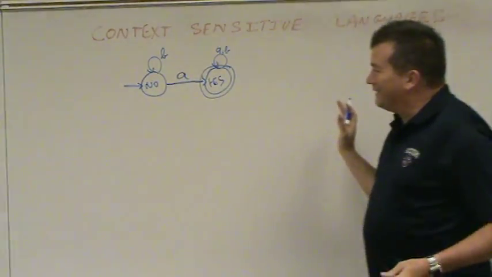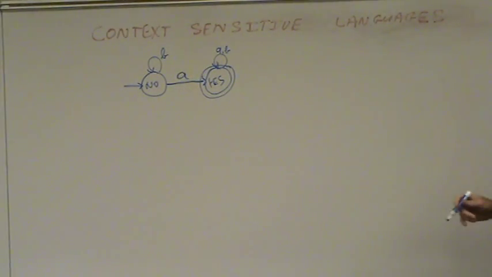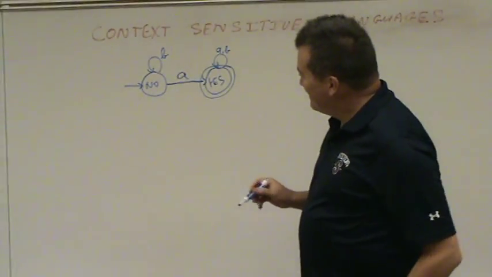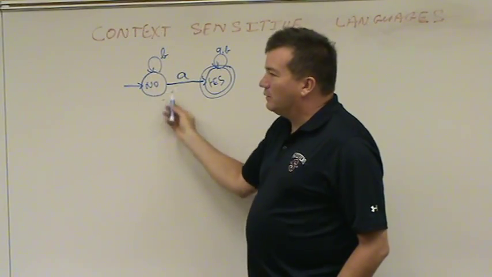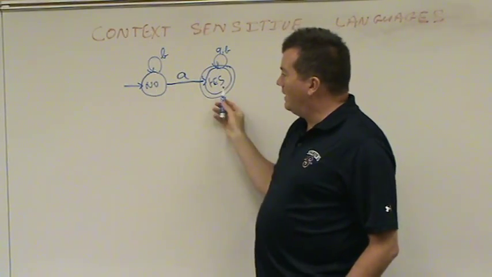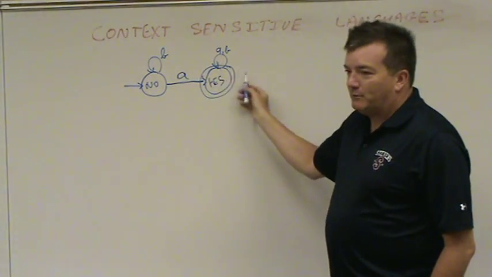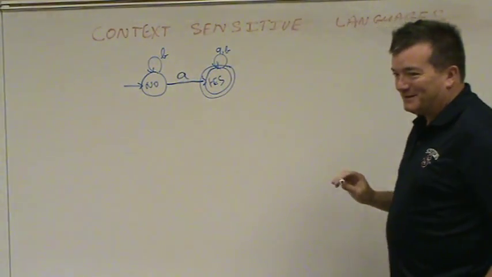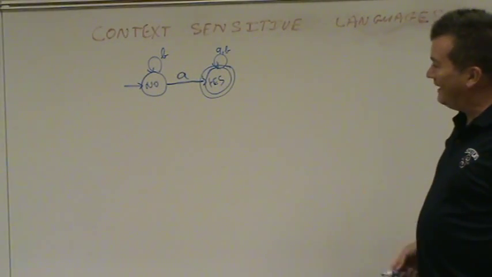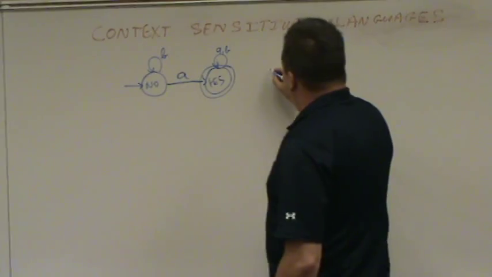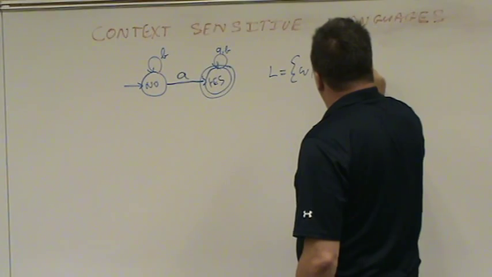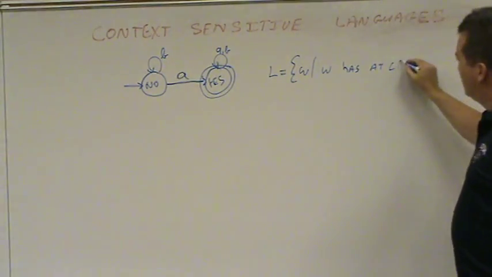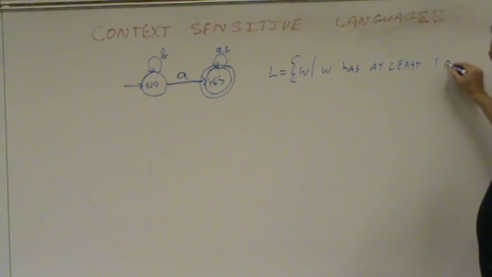If you describe this in English, what is this? The language that has what property? All the words have what property? Basically, we're starting here. If we read a bunch of B's, it's no good. Then eventually we read one A, and then if we read A's or B's, it stays good. So what language is this? It's a two-state automaton. It's the language of words W such that W has at least one A. So it's a pretty simple language.